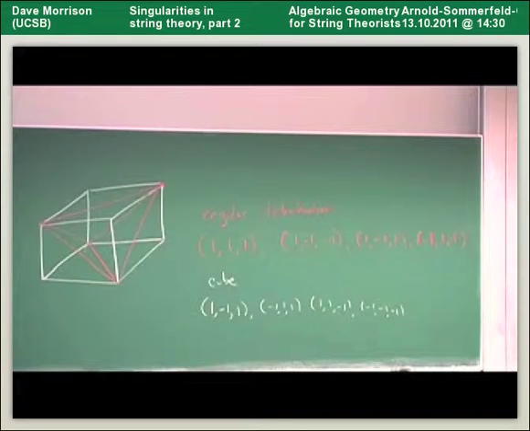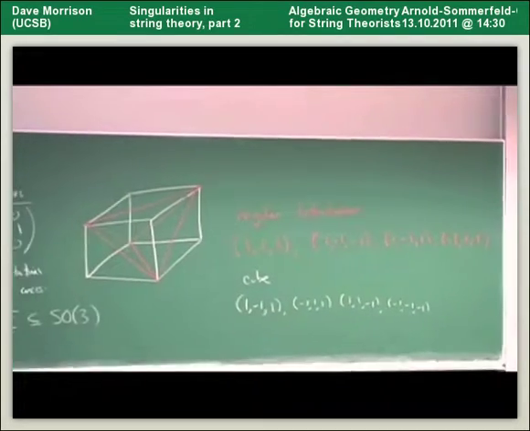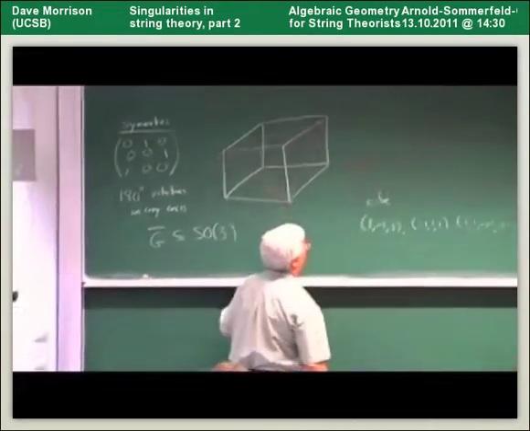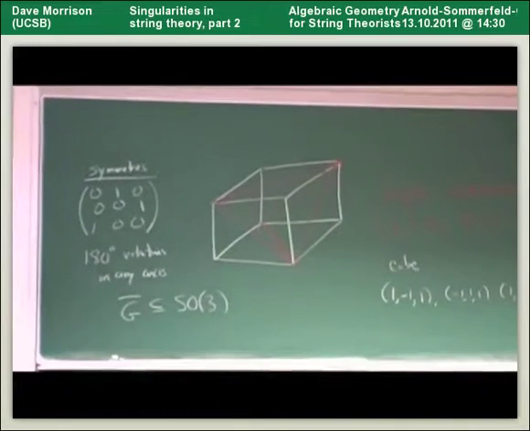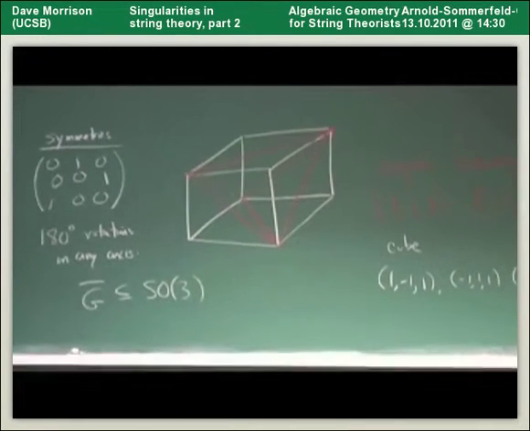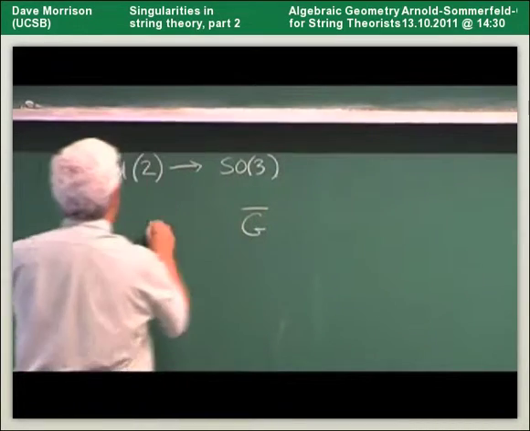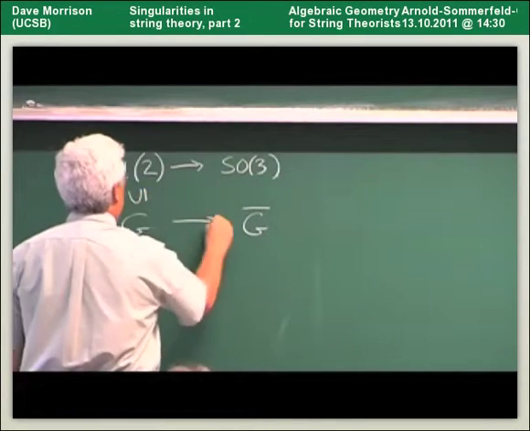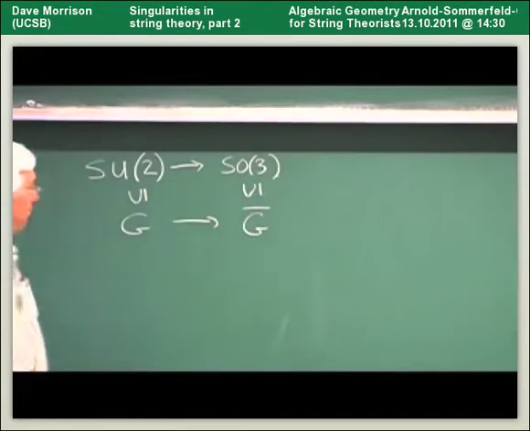So I've written down for you generators of what's called the tetrahedral group. It's a finite subgroup of SO3, which is the group of symmetries of the tetrahedron. Well, we all know that SO3 is not simply connected. The spinor is not a representation of that group. You have to take a double cover, and in this case it's SU2. So there's this double cover SU2 to SO3, and my group G bar should have some kind of lift to a finite subgroup of SU2. And I want to write it down explicitly for you.